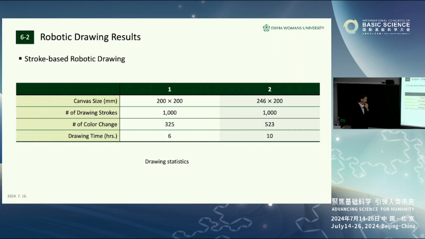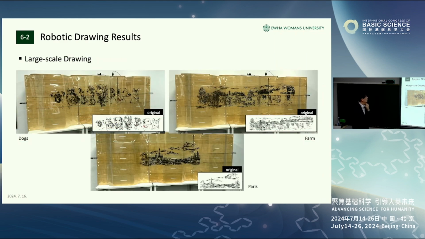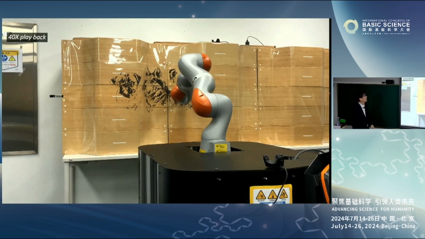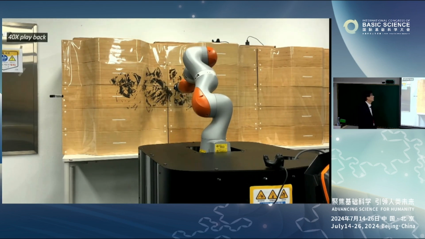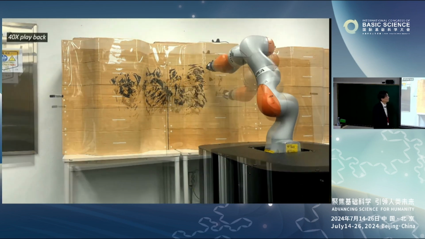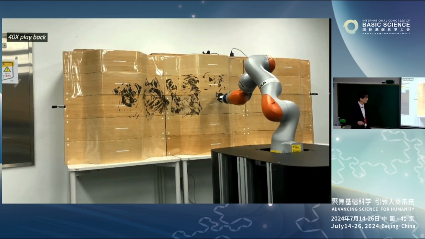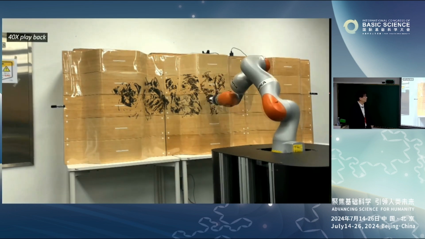Okay, this is on statistics. And then the last one, I think, is the larger scale drawing. So again, the robot is shifted from one pose to another pose to draw on this curvy wall.